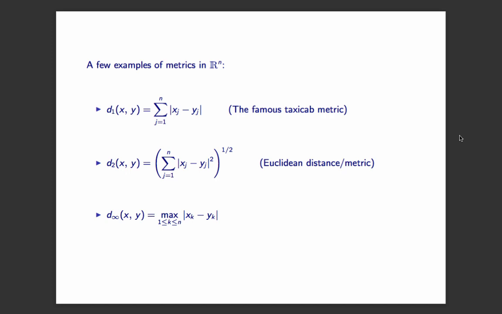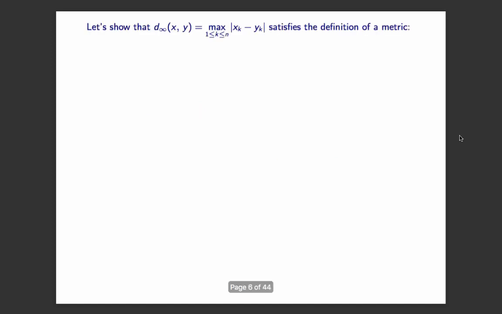And another is what's sometimes called the infinity metric or the infinity distance function. It's the maximal component of the absolute value of the difference. Now, let's show that that third metric is in fact a metric. That if I define the distance between x and y to be the maximal component difference in absolute value, let me prove that this actually does satisfy the definition of what I mean by a metric or a distance function.